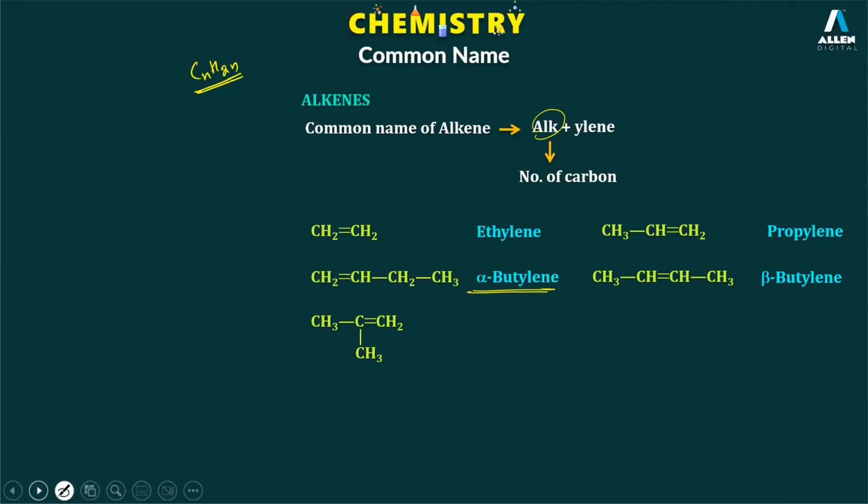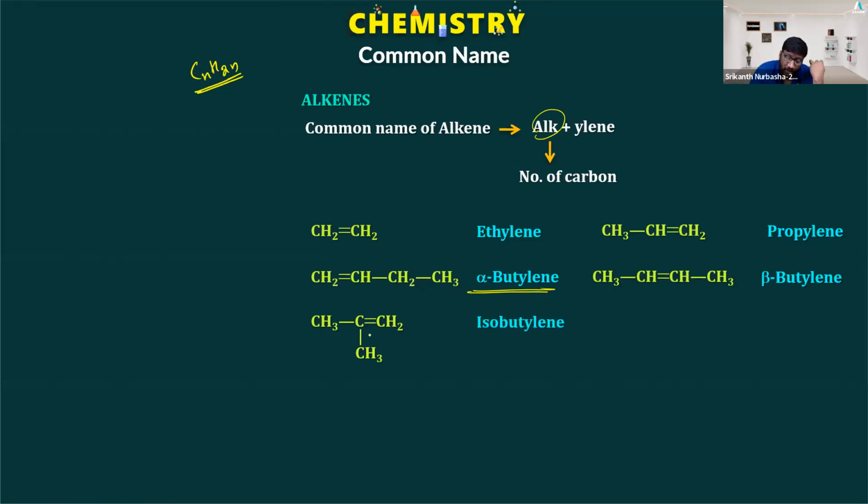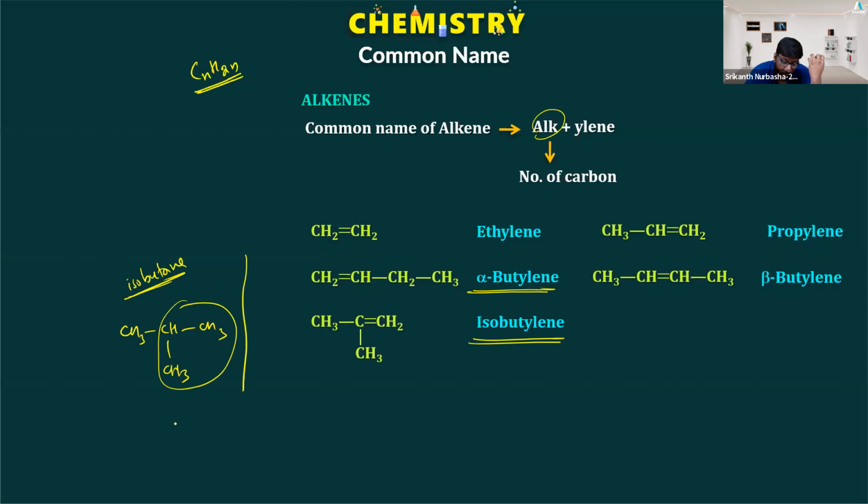Isobutylene. Very good. Isobutylene means, like earlier we have CH3, CH, CH3, CH3, it is nothing but isobutane. But whenever you have an alkene, you have to remove two hydrogen atoms and replace that single bond with a double bond. CH3, C double bond CH2, single bond CH3. You have to mention isobutylene.